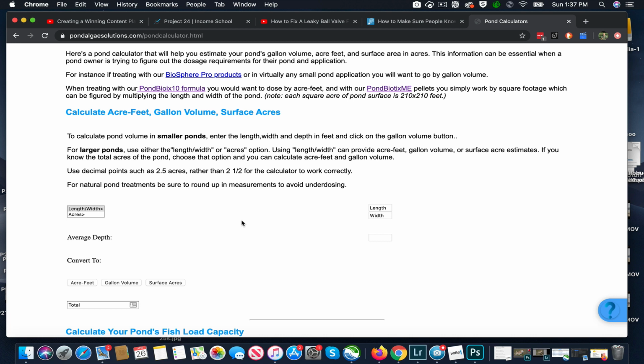Very likely you could see a need to go higher than that, because we're not just treating the volume of the pond, we're also trying to treat or work on the nutrient load. And nutrient loading is the variable. It could be highly variable depending on the individual pond. Small ponds are affected greatly by fish load.